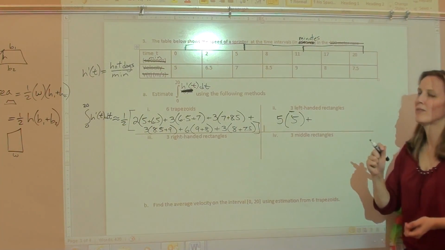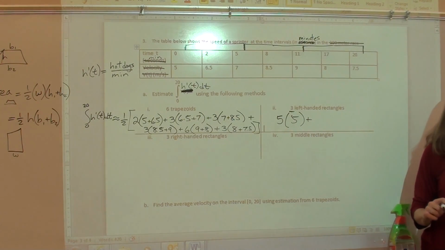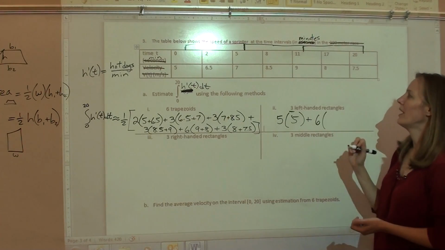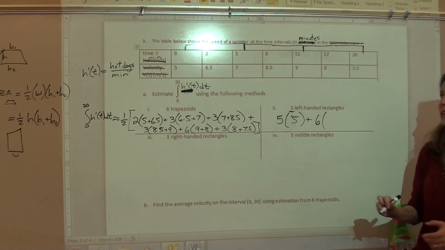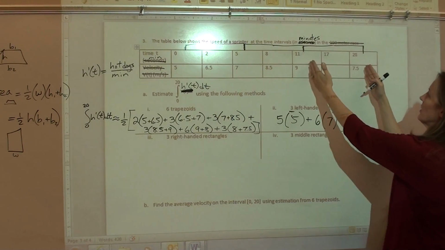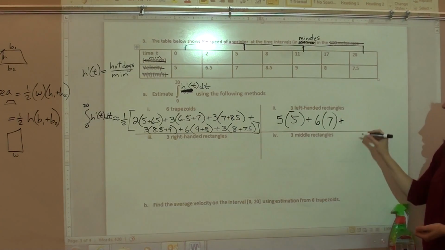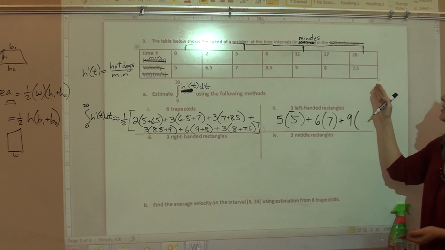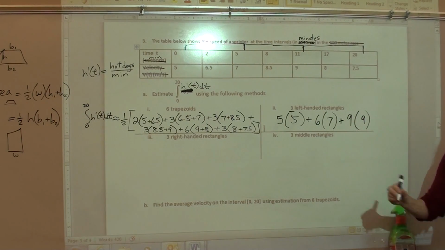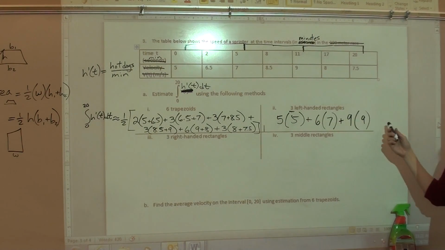What is the width of the second rectangle? 6, because it's going from 5 to 11. What would be the height that we would use? 7, because that's the one on the left. What would be the width of the next rectangle? 9. And what height would we use? 9. So there's our left-handed, and you would have to figure out the answer.